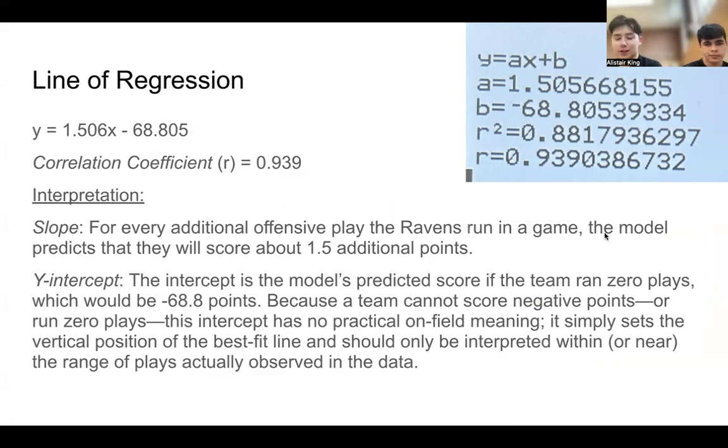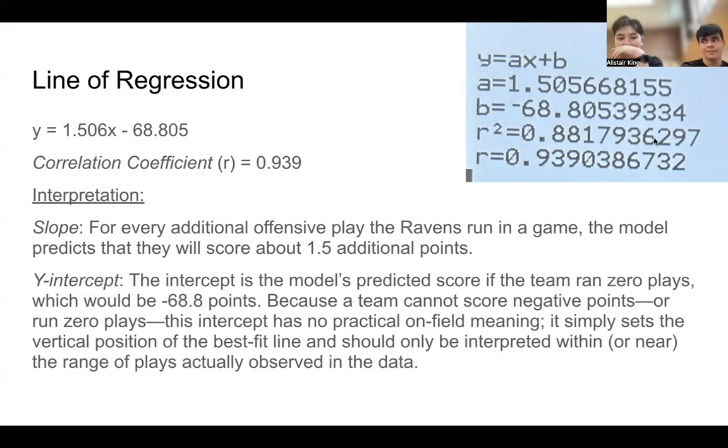We put our data into our calculator and did the lin reg, and we got y equals 1.506x minus 68.805 with a correlation coefficient, or R, of 0.939. And so we interpreted this in this particular way. For the slope, for every additional offensive play the Ravens run in a game, the model predicts that they will score about 1.5 additional points. So that's what the slope means.